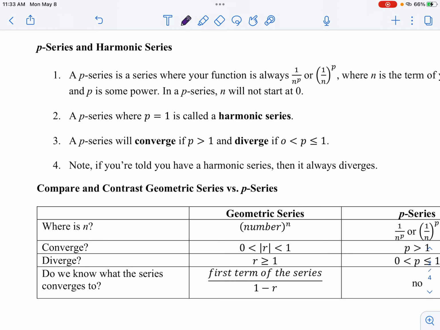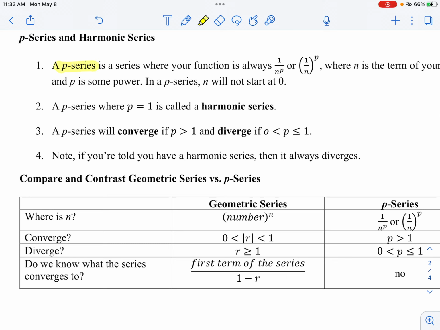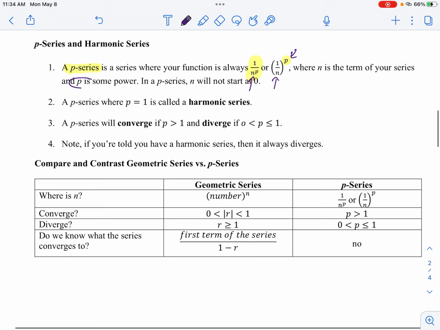Now we're going to look at a second type, which is probably just a touch easier. It's called a p-series, and then a type of p-series is the harmonic series. So a p-series is any series where you have 1 over n to a power. Now notice, n is important. On the geometric series, n was our power. N is whatever term number you're on. Well, now our power is some p. Some p is just some random power. It could be squared, it could be 0.3.